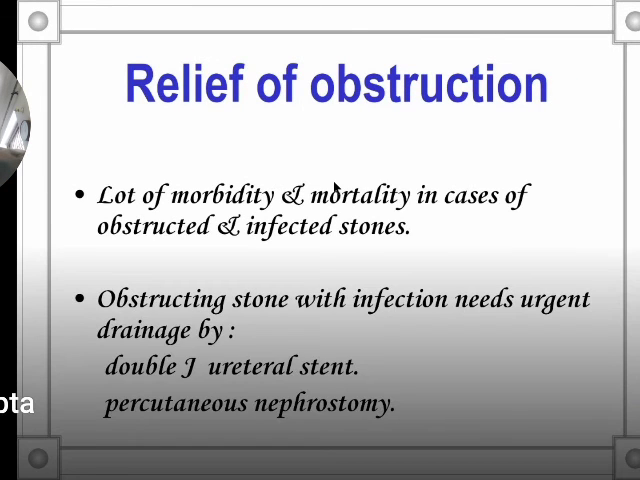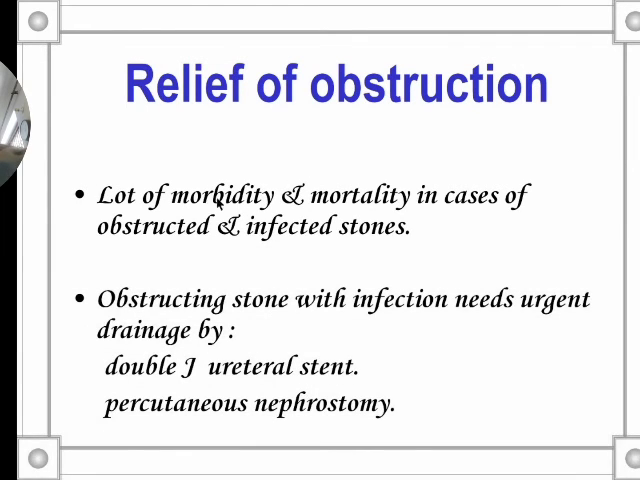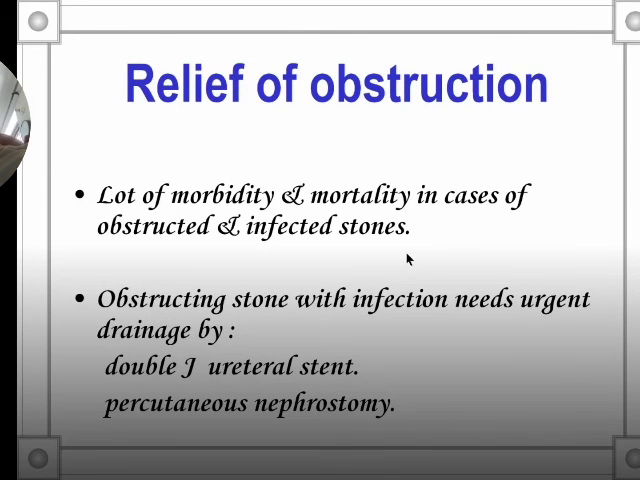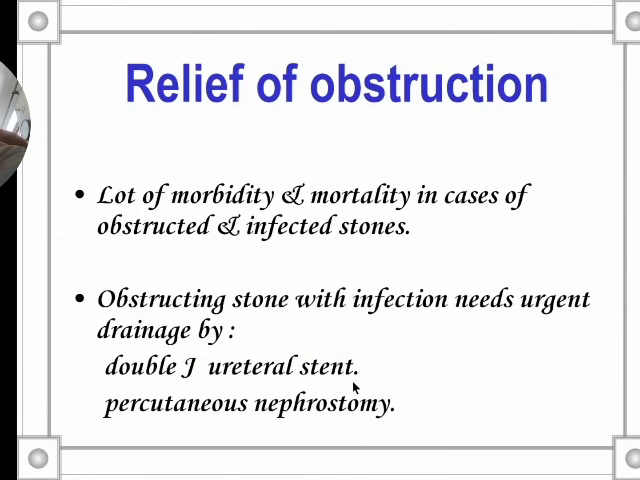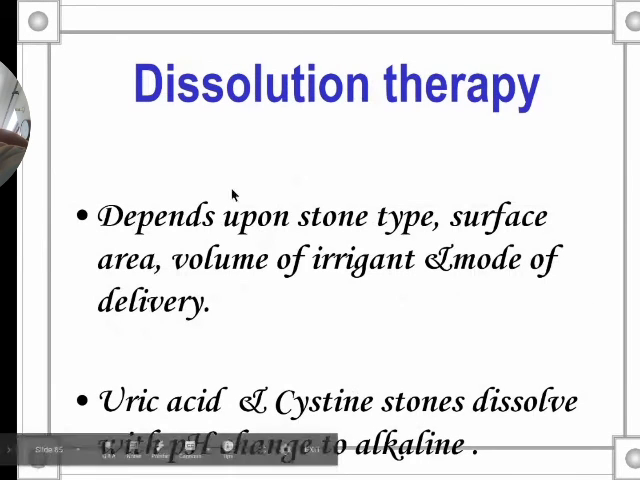So if there is obstruction, you have to remove that stone at the earliest. Otherwise, it will cause morbidity, it will cause infection, pyelonephritis, and loss of kidney function, and in some cases, even mortality. So whenever there is an impacted stone, you have to remove it at the earliest. For obstructing stones in the ureter, you can put a double J stent or percutaneous nephrostomy. So you have to remove the obstruction. Then there is certain dissolution therapy. You can dissolve the stone, meaning conservative management.